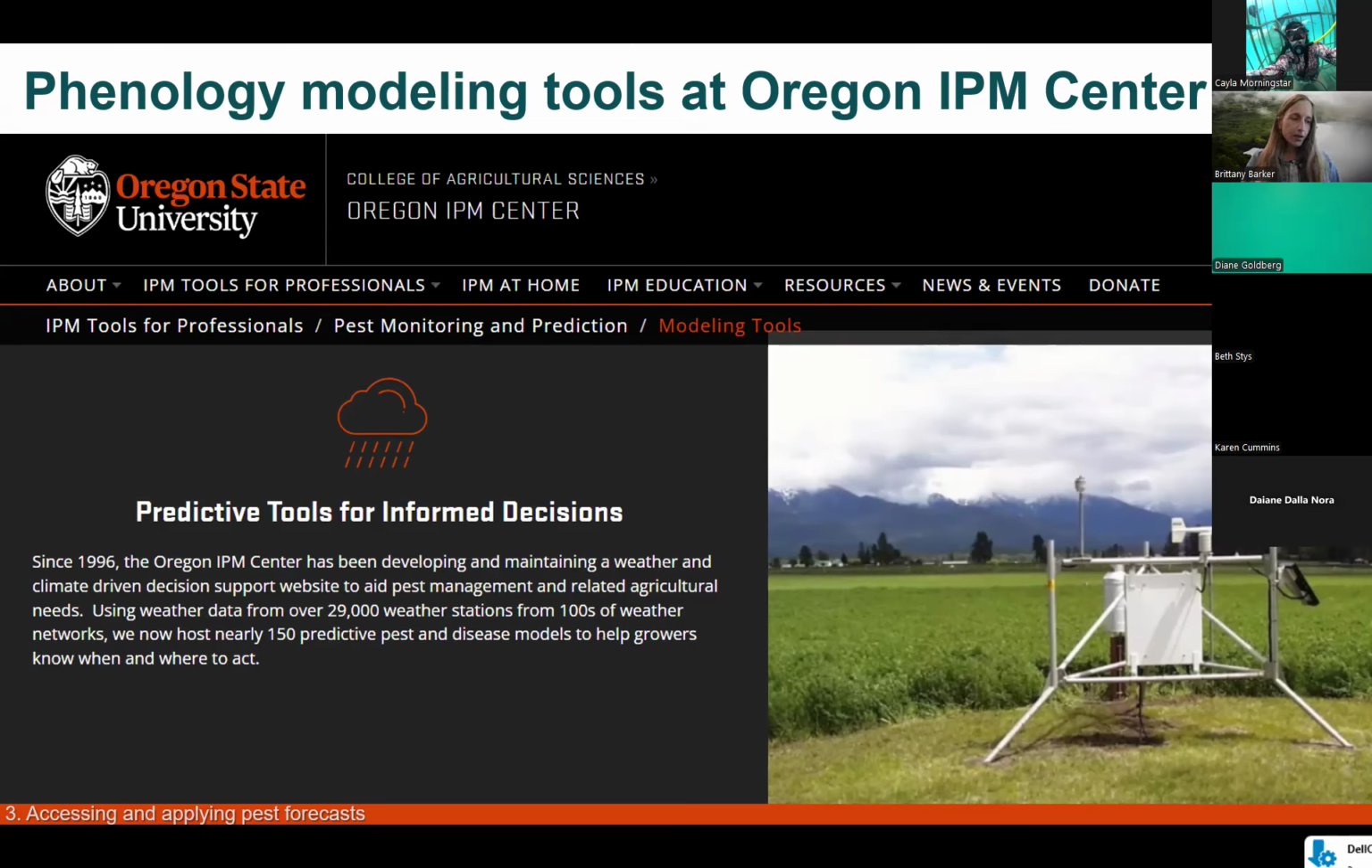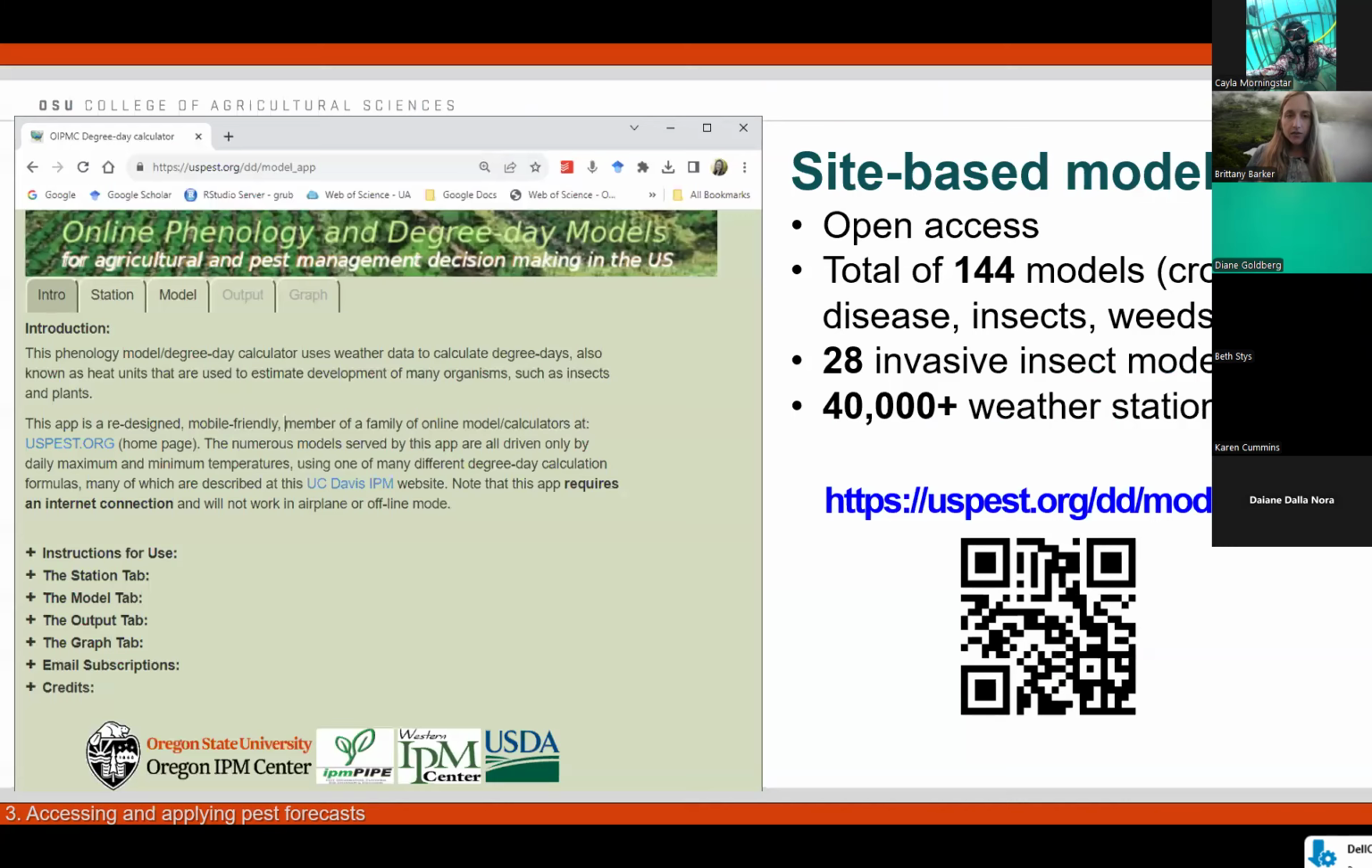And another thing that we offer is this decision support system called uspest.org that has different modeling tools, including phenology models that can help growers know when and where to act. So if you go to uspest.org/DD/model_app, you can find our site-based phenology models. And so these models are open access, right? So you don't have to pay for a subscription. It's all free, which is great.